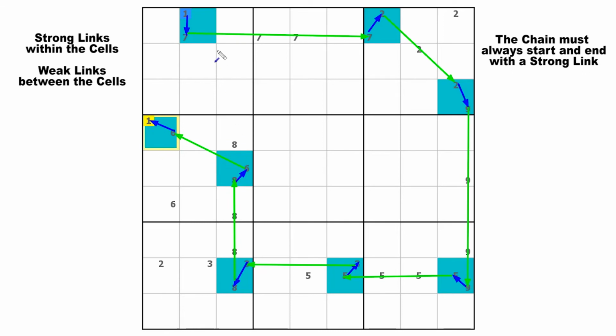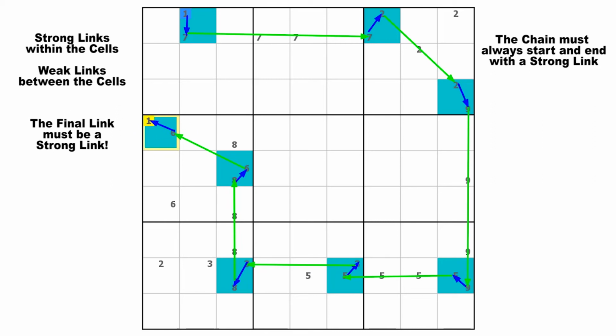And so now we have an effective strong link between those two candidate 1s because they are the endpoints of this AIC. And notice that in each of those colored by-value cells, the strong link is within the cell and the weak links are between the cells. But when you get to the last cell, remember that when you enter on that weak link, you have to make the final link to the other candidate in the BVC, which here is the yellow 1.